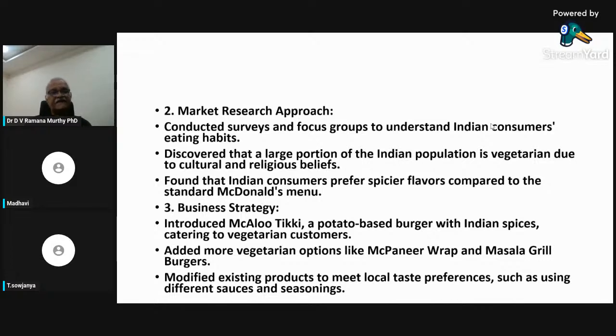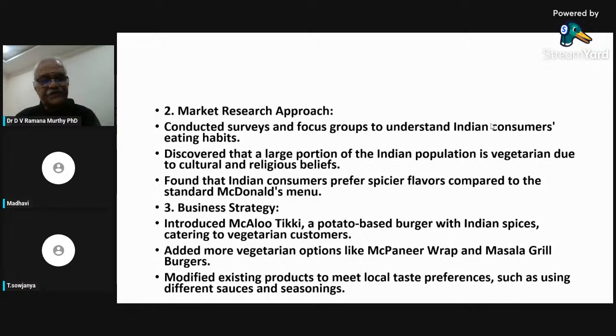Second, they conducted surveys and discovered that a large portion of the Indian population is vegetarian due to cultural and religious beliefs. We have already talked about it earlier also. We are mostly vegetarian, and the vegan movement is there. They also found that Indian consumers prefer spicier flavors compared to the standard McDonald's menu. They want more spicy foods. That captured the attention of McDonald's marketing strategy experts, and they decided to change the business strategy.